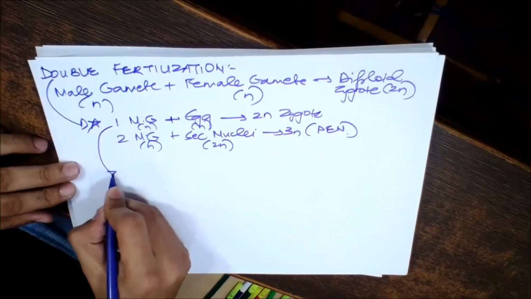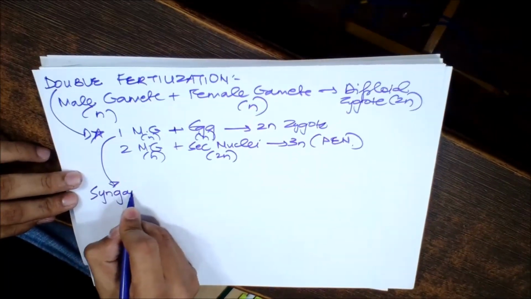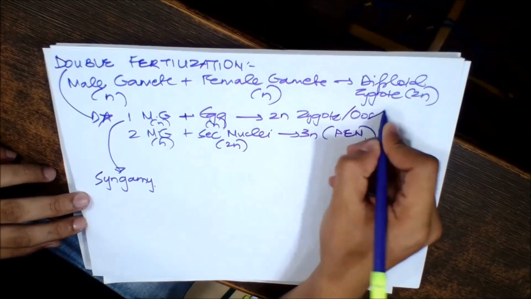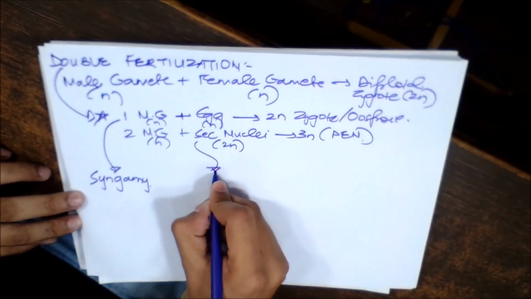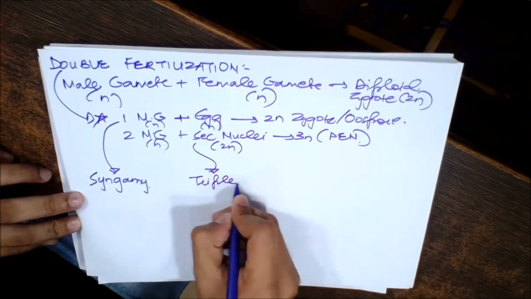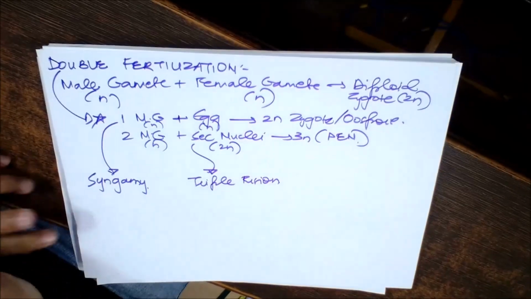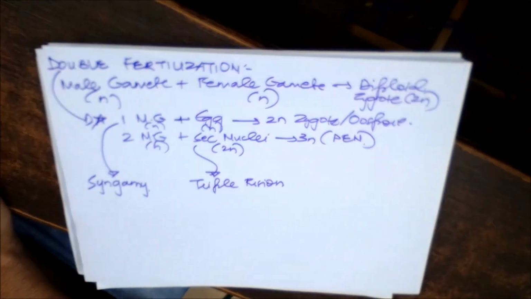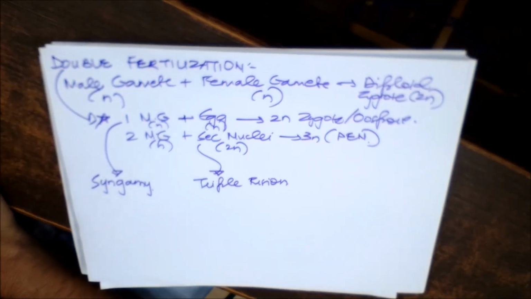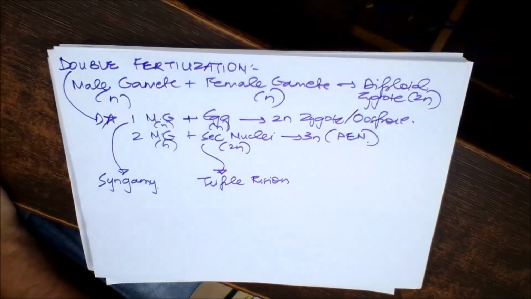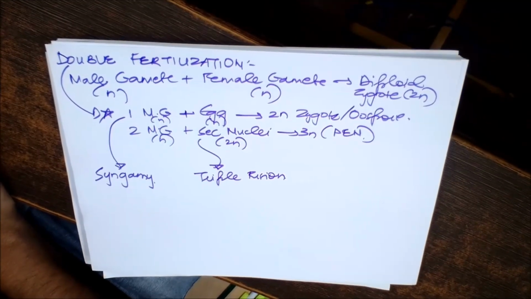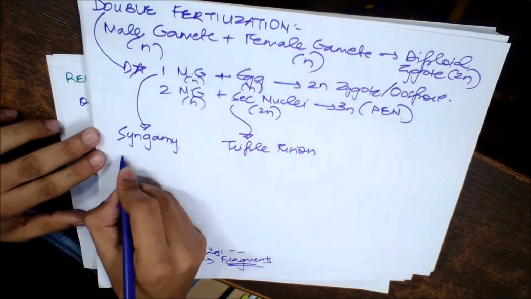The first fertilization is known as syngamy, which leads to the formation of a zygote or an oospore, while the second fertilization, or triple fusion, gives rise to a primary endospermic nucleus. After formation of the PEN, which is the nourishing tissue, and the oospore, some changes take place in the endosperm and the embryo, which are known as post-fertilization changes.